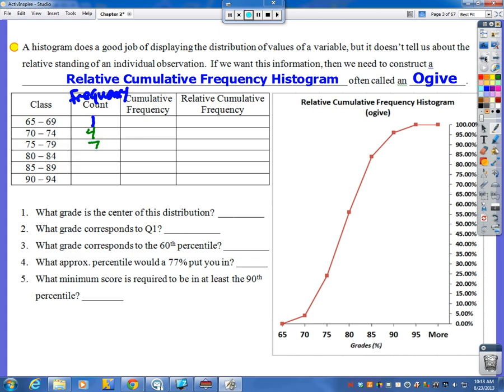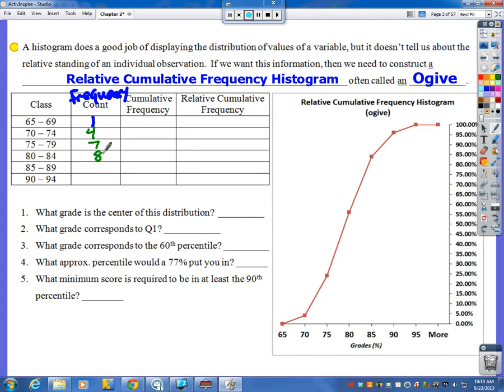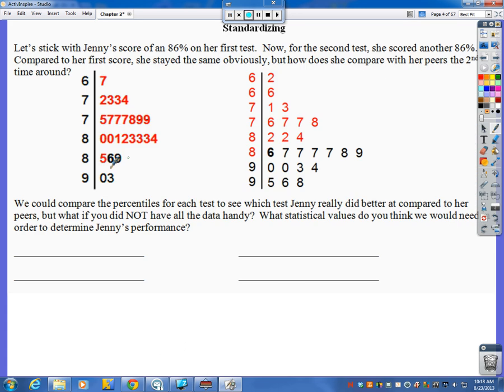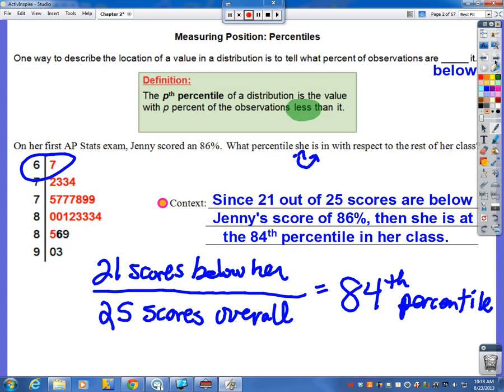Between 80 and 84, 1, 2, 3, 4, 5, 6, 7, 8 people. Between 85 and 89, 1, 2, 3. That's including Jenny's. And between 90 and 94, 2 people.